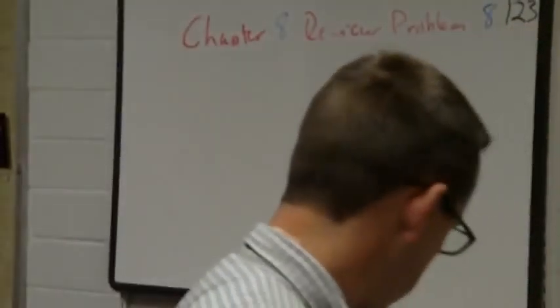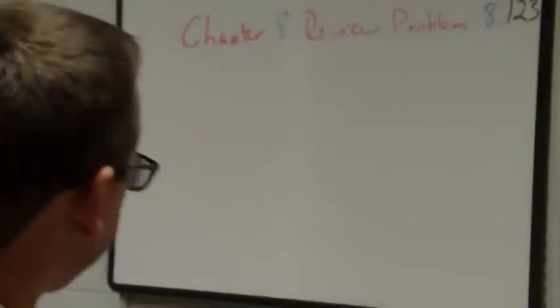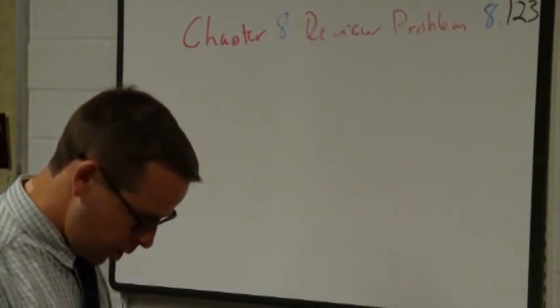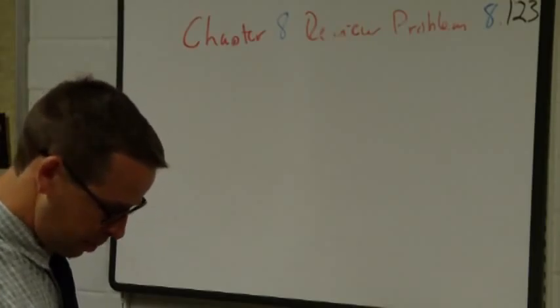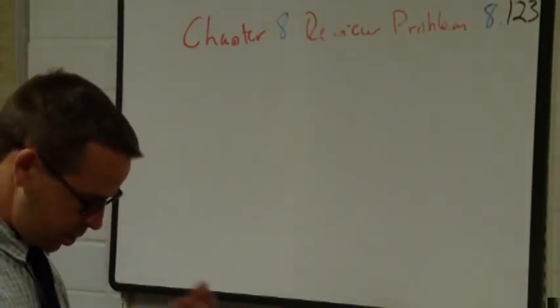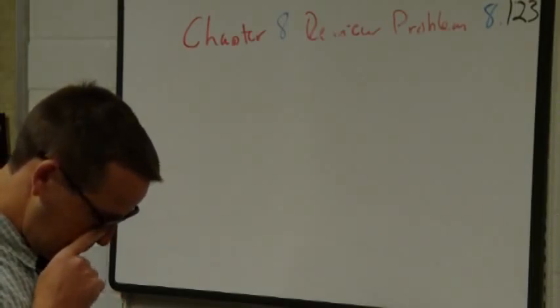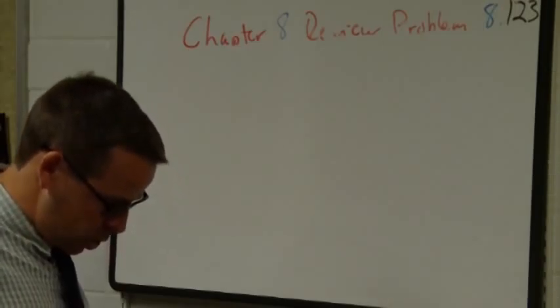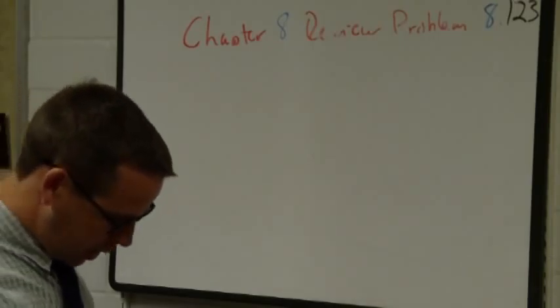All right, so 8.123. If the core electrons are 100% effective at shielding the valence electrons, so that means each electron is going to take up 1 proton from the nuclear charge, and the valence electrons provide no shielding for each other, what would be the effective nuclear charge felt by sodium?